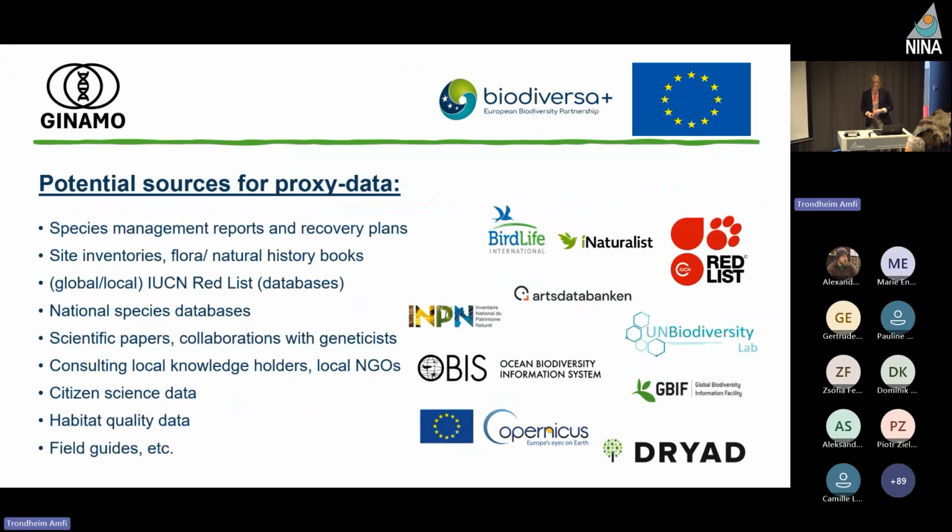So potential sources for proxy data are species management reports and recovery plans, site inventories, flora and natural history books, global and local IUCN Red List databases, national species databases. You have that data banking here in Norway, for instance, scientific papers, collaborations with geneticists, consulting local knowledge holders, local NGOs, using citizen science data, habitat quality data, field guides, etc. So there is a plethora of sources, but of course there is, with some of these sources, also a trade-off in terms of the robustness of the estimates.